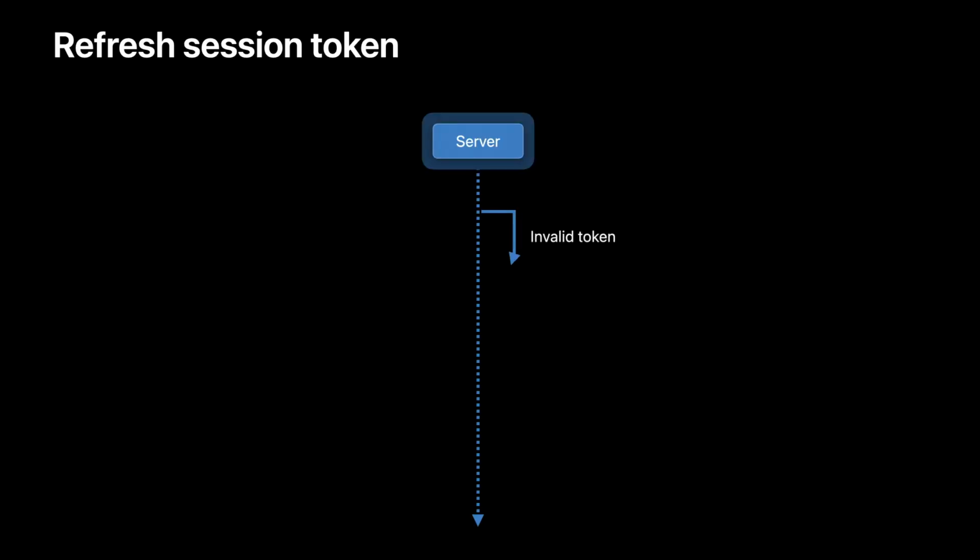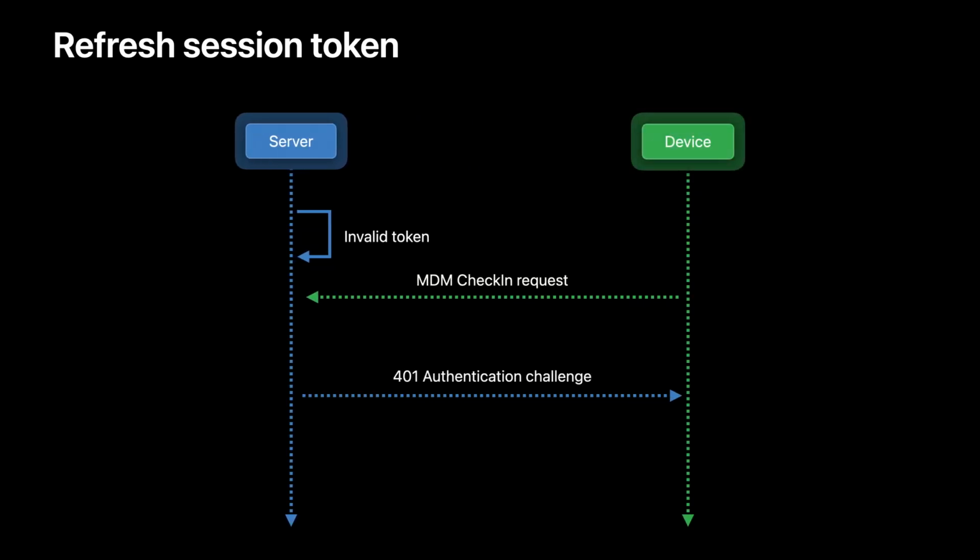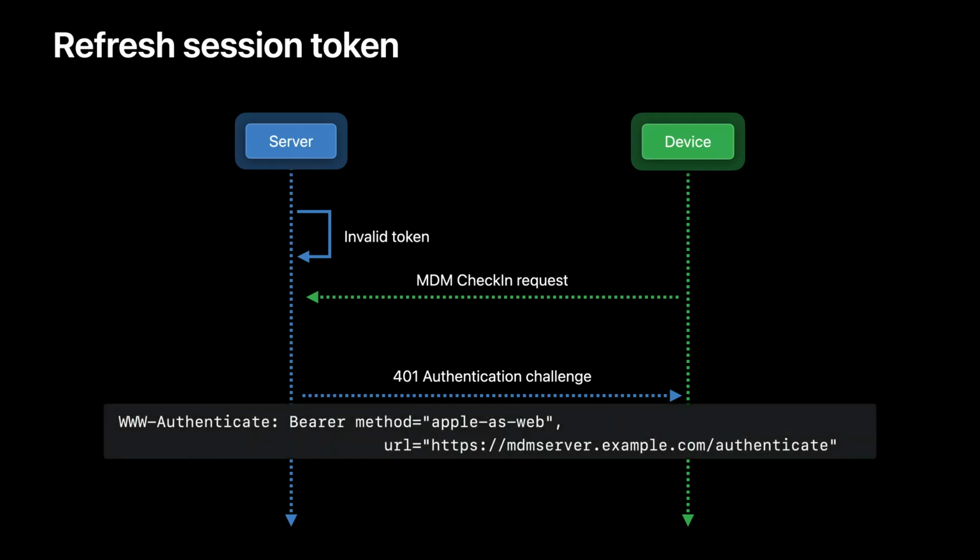When the session token is invalidated, reauthentication is triggered. The next time the device makes an MDM HTTP request, the now invalid session token included in the HTTP put will trigger a 401 response from the server. The response that the server sends includes the same www authenticate header that we saw earlier in the initial authentication exchange during the onboarding flow.